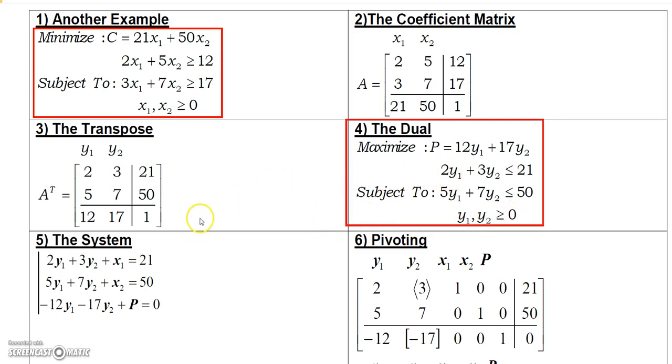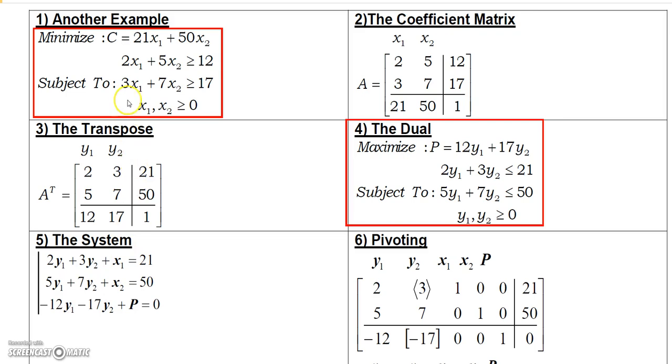Now we have to solve this by the simplex method, which means I need to write the initial system of equations. I'm going to convert the first inequality to an equation by adding x1. Remember, I want to use x1 and x2 from the original problem. So I take 2y1 plus 3y2 and add x1 to it, which equals 21. Then I take the second inequality, 5y1 plus 7y2, and add x2 to it, which equals 50. Then I move these terms across the equal sign, which gives me negative 12y1 minus 17y2 plus p equals 0.